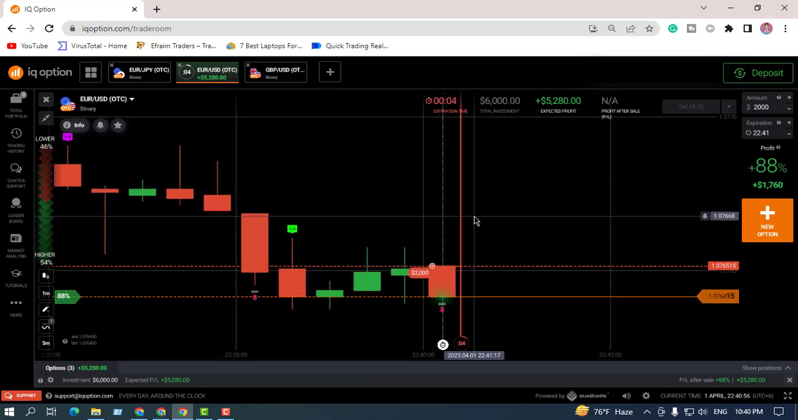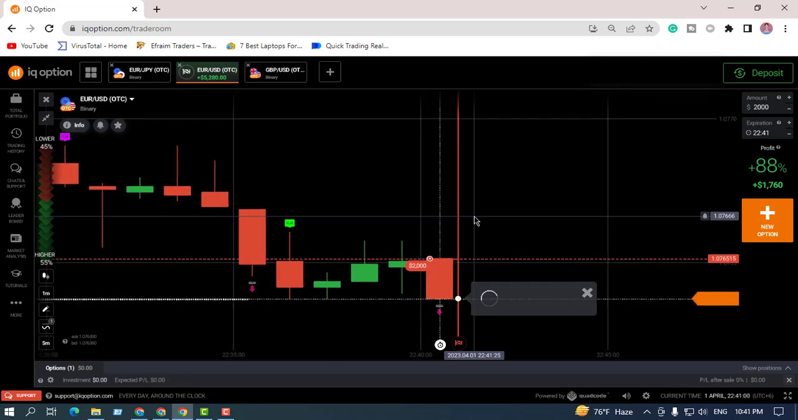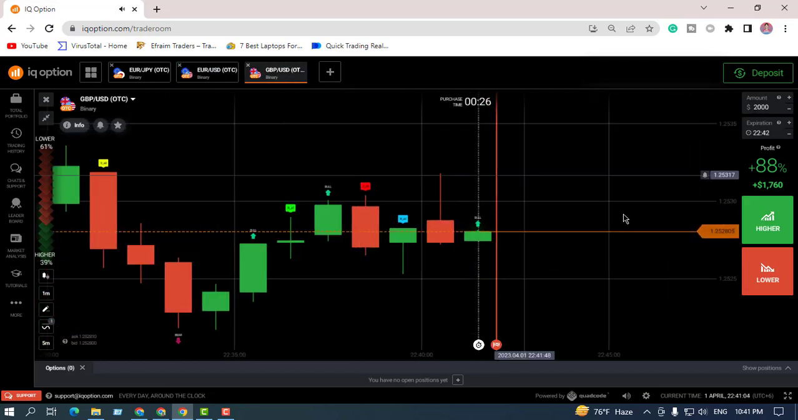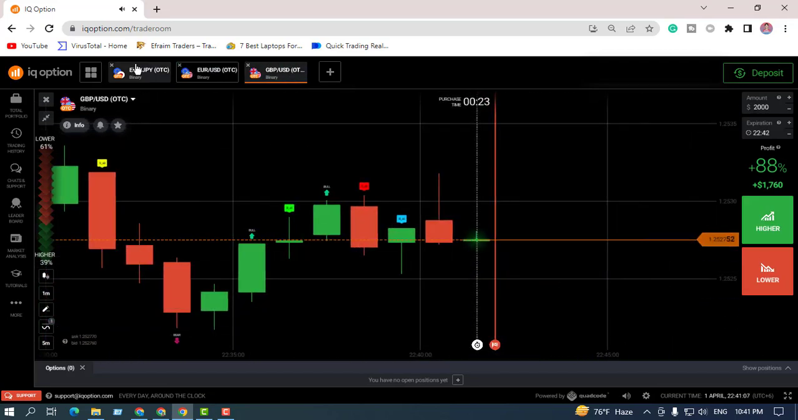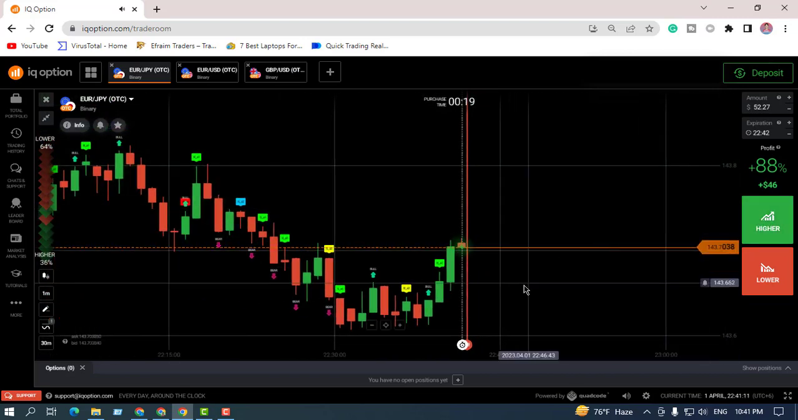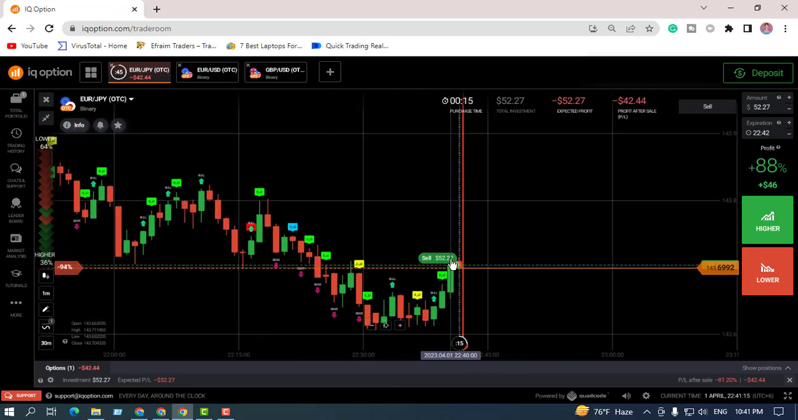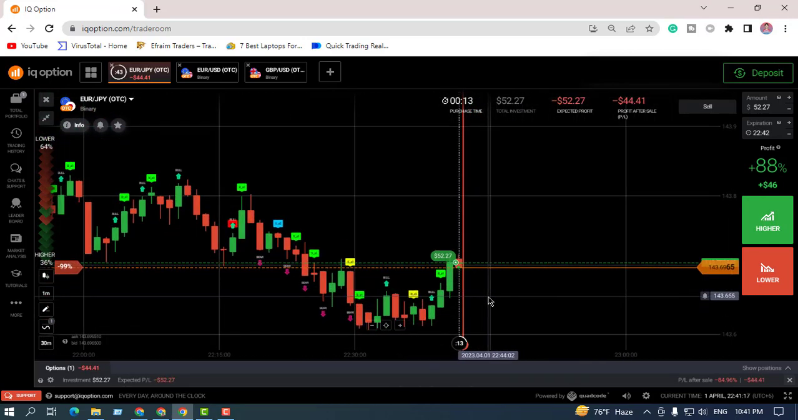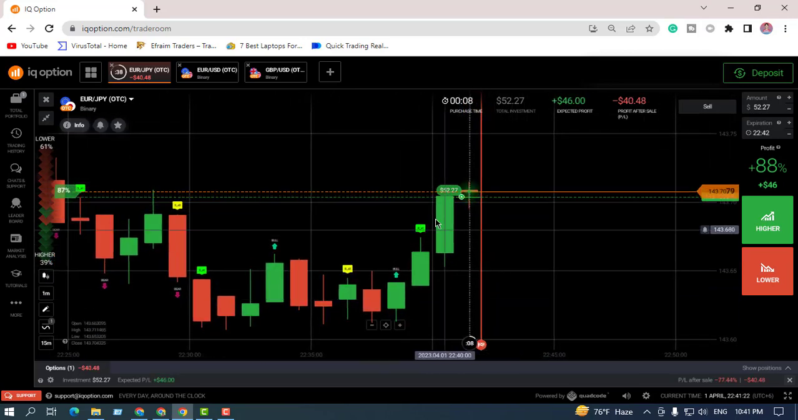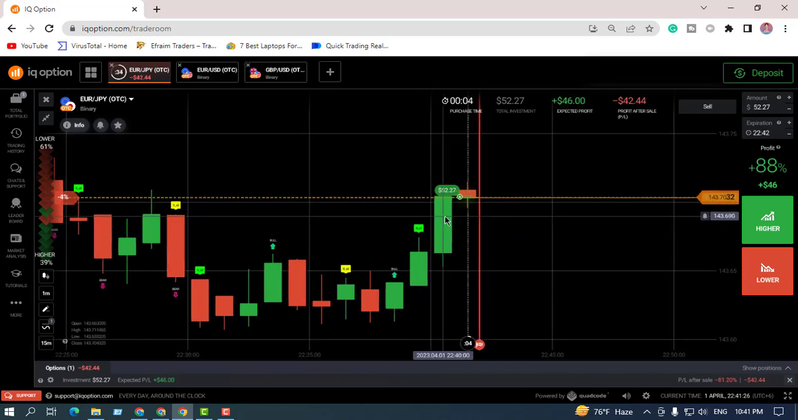Very good signal by the script. As you can see, I have won this trade. I have placed an update because here is a very good strong candle. Okay, let's see.